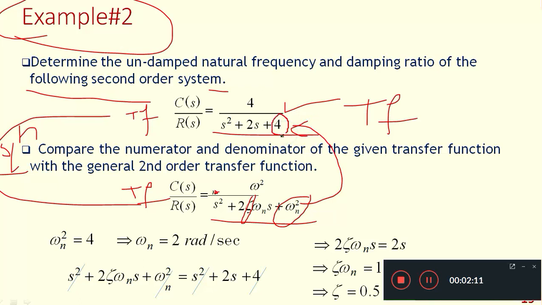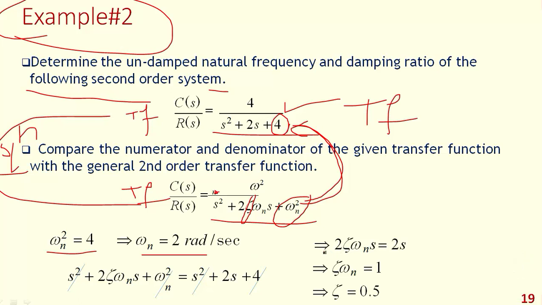First compare the constant coefficient, that is omega n square equal to 4. Taking the root, we get omega n equal to 2 radian per second. Then compare with the second coefficient, that is the s coefficient. 2s is equal to 2 zeta omega n s. Here 2 gets cancelled, s gets cancelled. Therefore zeta omega n is equal to 1. Then zeta is equal to 1 divided by omega n. We know omega n is equal to 2 radian per second, so hence we get zeta as 0.5.